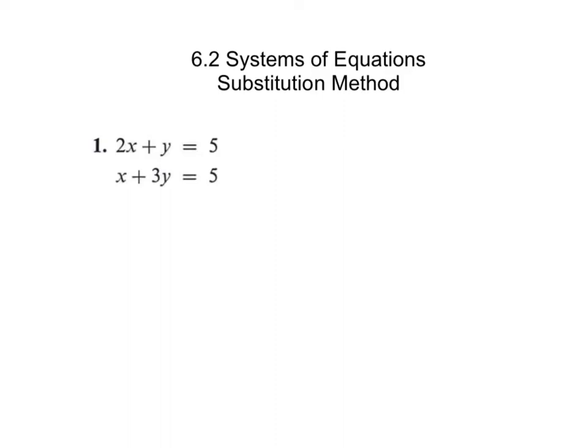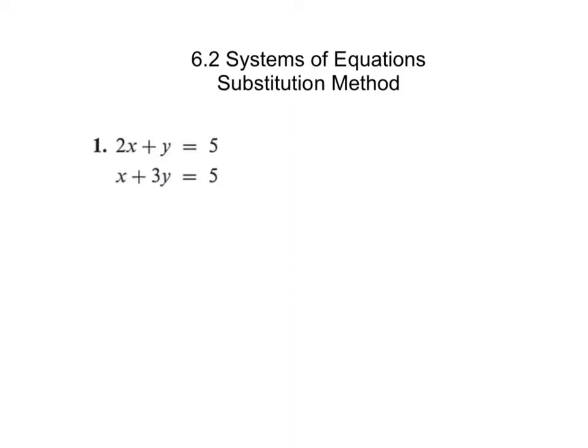Okay, so we're going to be looking at the same type of equations. We're just going to be using a different method. So again, you've got just two equations, two lines. They're going to intersect at one point usually. So you'll have one possible solution, and your job's to find it.